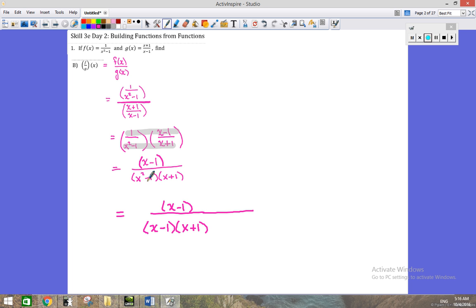X squared minus 1 is the difference of squares, and we know that a squared minus b squared is equal to a plus b times a minus b. So this is x squared minus 1 squared. 1 squared is 1. So when you have common factors, they reduce. Now you can't do that with terms, but you can do that with factors.